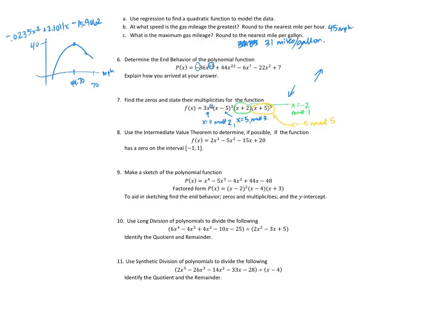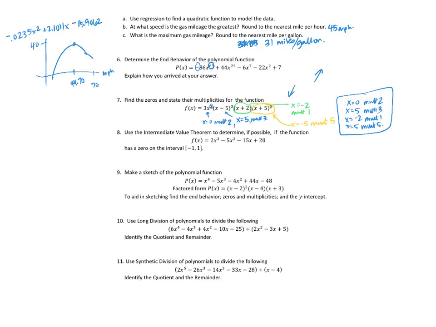So we have 4 zeros, and if I want to list them all out together, I have x equals 0, multiplicity 2, x equals 5, multiplicity 3, x equals negative 2, multiplicity 1, and x equals 5, multiplicity 5. Okay, so those are our 4 zeros.